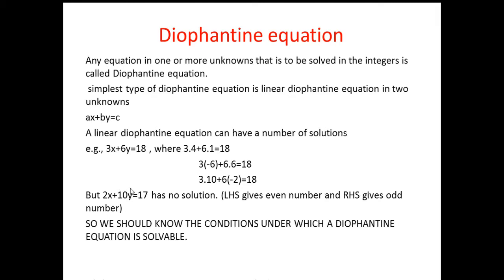Because see the left hand side. You put whatever value of x and y, any integer value of x and y, you will get an even number in the left hand side. But the right hand side is an odd integer. It is 17. So solving this Diophantine equation is not possible.